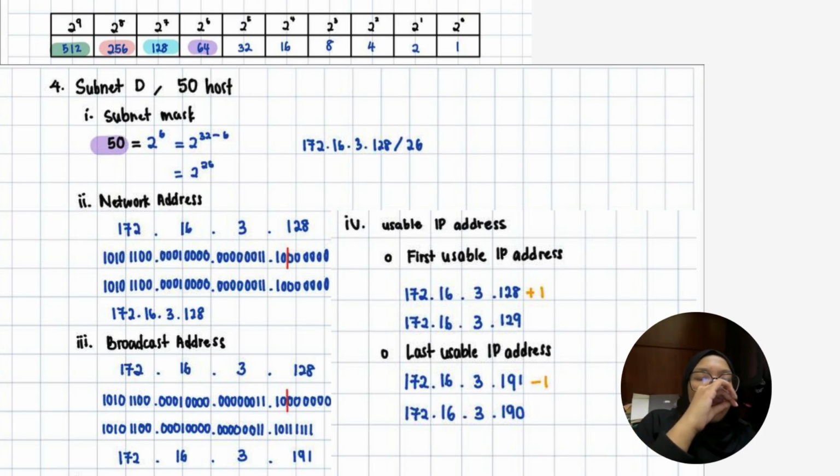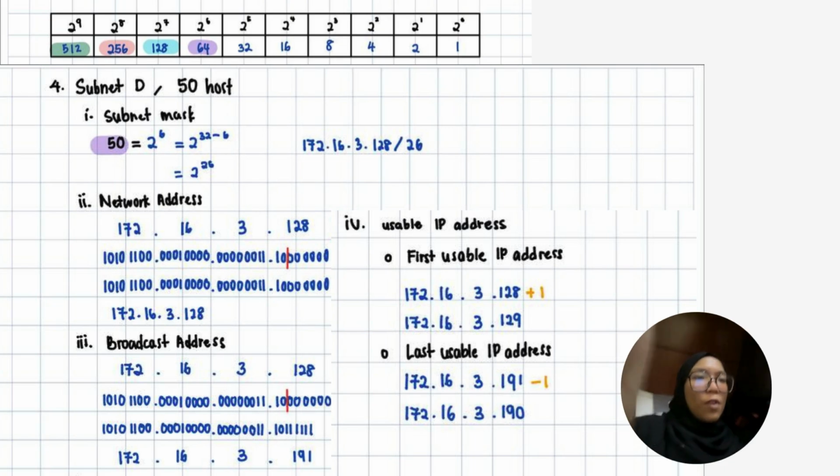Okay, for subnet D, the initial address will be 172.16.3.128. This is because for subnet C, the range of IP addresses is 172.16.3.0 until 172.16.3.127. So now here we need to start with 172.16.3.128.